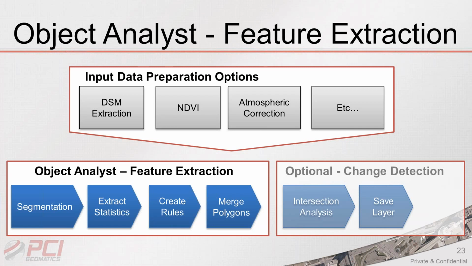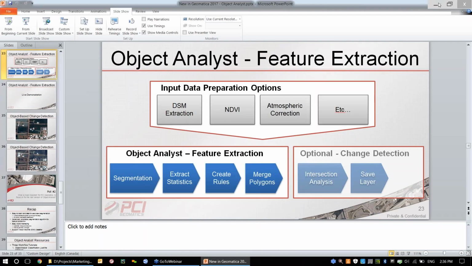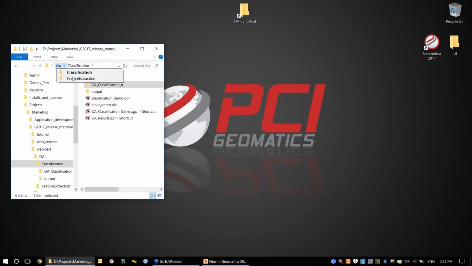So we actually did a process not too long ago where we did feature extraction of buildings from 2 different dates, and then did an intersection analysis between those objects to identify where we have new construction, and this was used for illegal building monitoring. So I'm going to show you just a quick feature extraction demo right now.